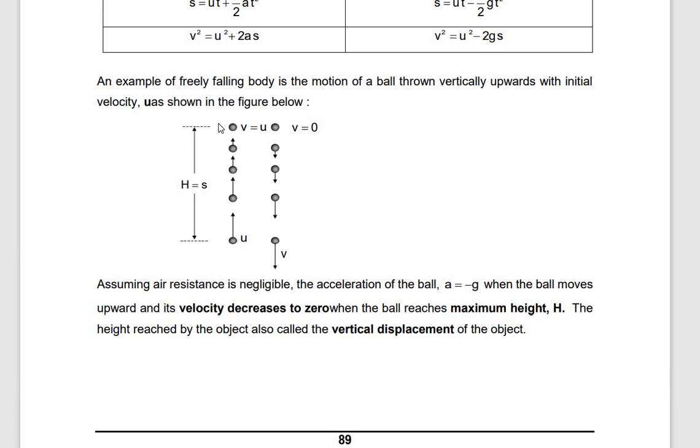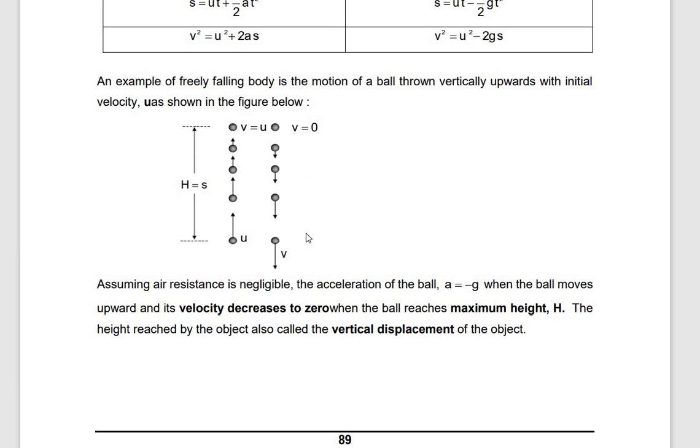Okay, bila dia sampai maximum height, dia punya direction akan turun ke bawah balik, and then dia akan jumpa balik dia punya tempat asal tadilah. Okay, assuming the air resistance is negligible, the acceleration of the ball is negative g when the ball moves upwards and its velocity decreases. Dia akan naik, lepas tu velocity dia akan menurun lah, sebab dia akan daripada u sampai nak jadi kosong kan. Okay, so when the ball reaches the maximum height, the velocity will be 0.